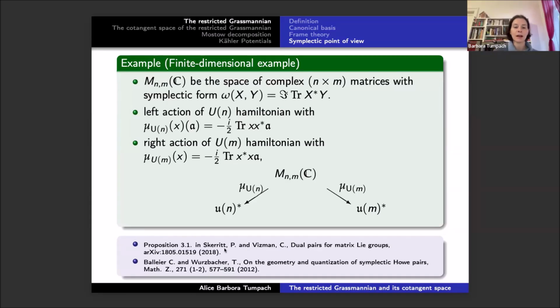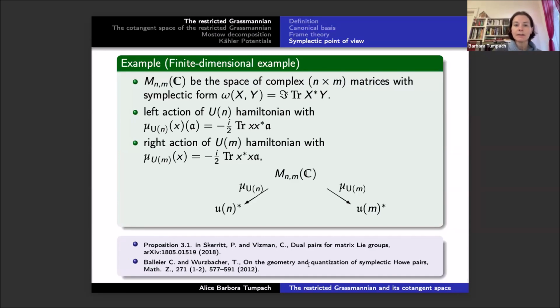And this notion of dual pairs also has application in hydrodynamics, for dual pairs where the groups are diffeomorphism groups or volume-preserving diffeomorphism groups. And also the second reference, by Balazs and Vosbacher, which connects these dual pairs, a similar notion of dual pairs, with quantization.